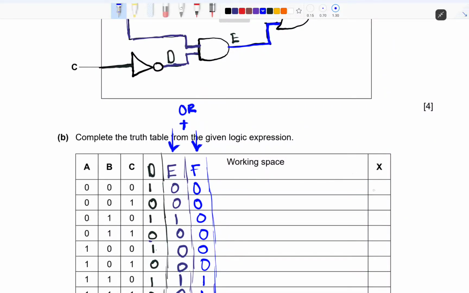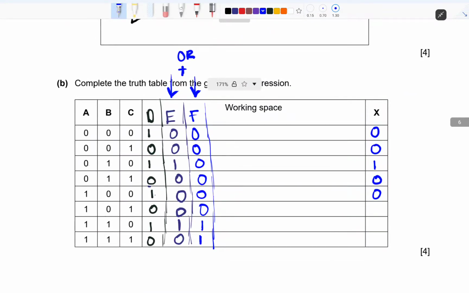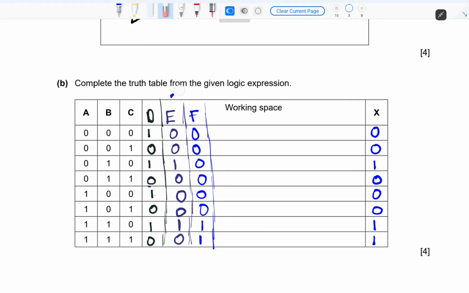So what is it? 0 plus 0, 0. 0 plus 0, 0. 1 plus 0, 1. 0 plus 0, 0. 0 plus 0, 0. 0 plus 0, 0. 1 plus 1, 1. There is no 2. The highest is a 1, so we stay at a 1. 0 plus 1, 1. And we are done. Then we get our 4 marks. This is a walk in the park.